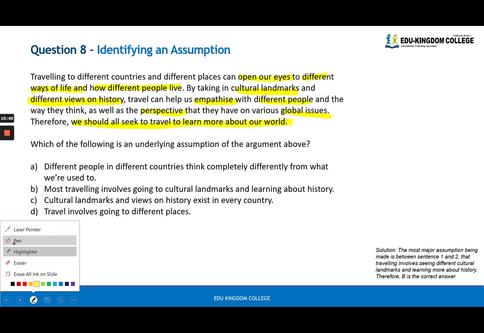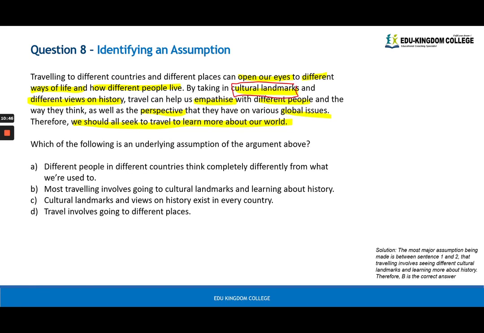So the reasoning behind why we should travel and learn more about the world is because taking in cultural landmarks and different views of history will definitely help us empathize. That is the assumption, right? They're saying that we can learn more about history just by looking at different cultural landmarks. So the assumption is B.